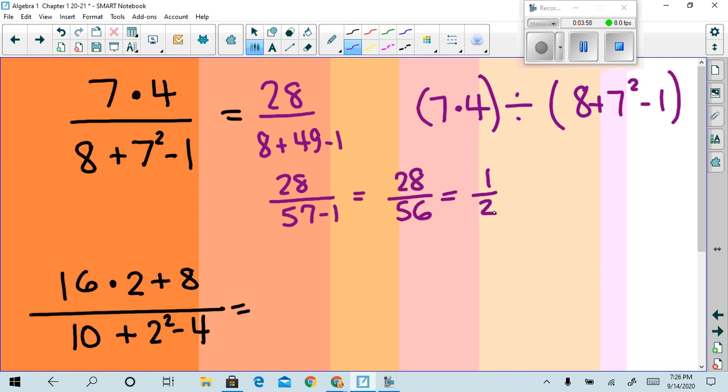Looking at the next one again, do what's on the top or numerator portion. I've got 32 plus 8. Well, 32 plus 8 will be 40. Below it we have 10 plus 4 minus 4. Well, 10 plus 4 is 14. 14 minus 4 is 10. And here's one that came out to an improper fraction, so when I'm done, I get 4 as my answer. Again, we'll do these in class step by step, but if you have questions, feel free to ask.